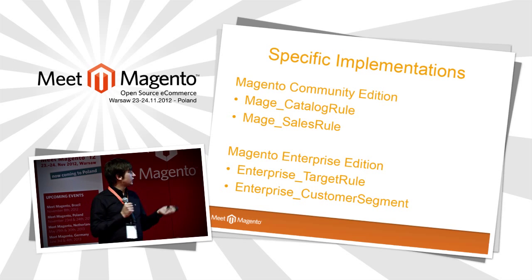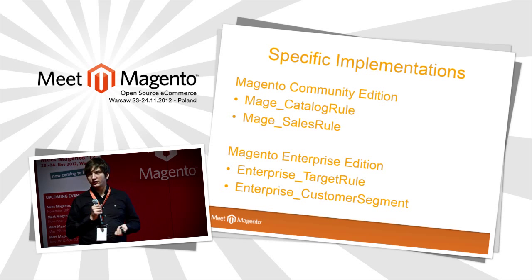Very interesting functionality like target rules, where you can define conditions on product attributes and define conditions that match products that should be shown and related to the current one. And customer segments, like segmentation of customer groups.